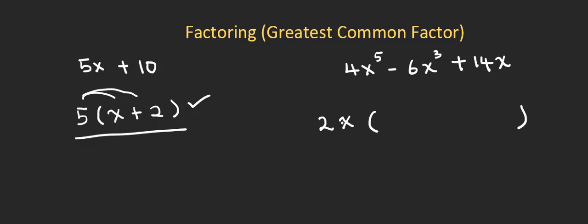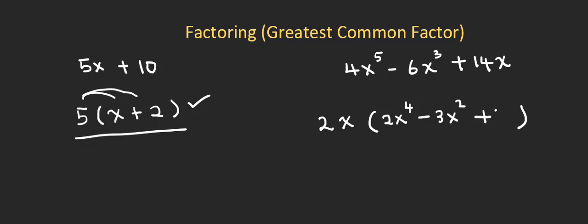What is 4x to the fifth divided by 2x? That's 2x to the 4. Remember, when you divide a variable, you have to subtract the exponent. What about negative 6x cubed divided by 2x? That's negative 3x squared. What about 14x divided by 2x?